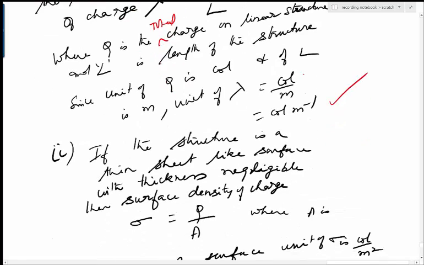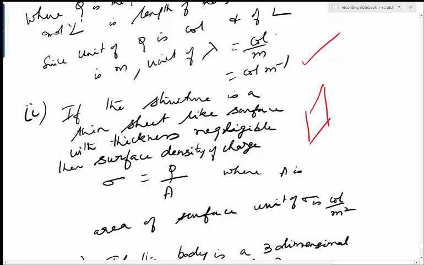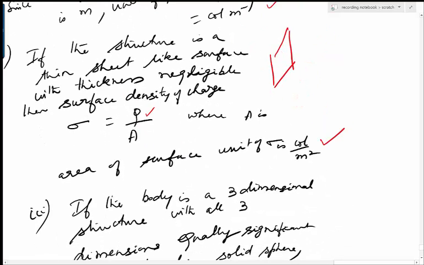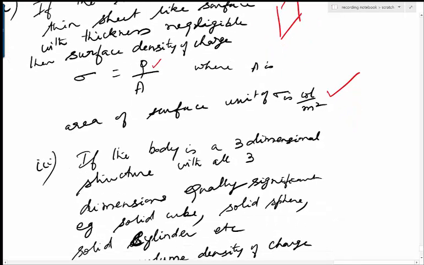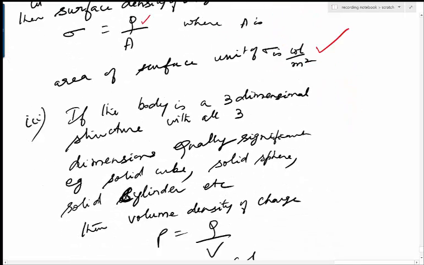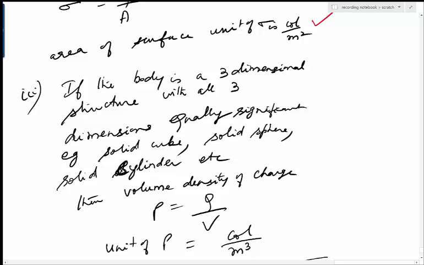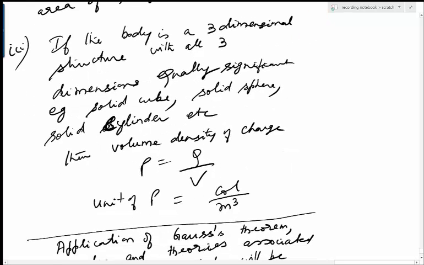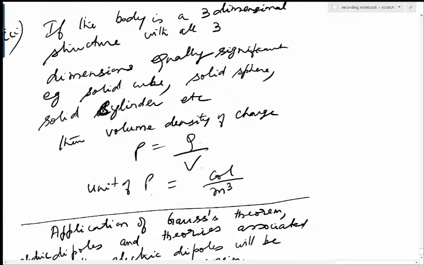If the structure is a thin sheet, like a surface, with thickness being negligible and area being pronounced, then the surface density of charge comes into play. That will be the charge divided by area, where A is the area of the surface, and the unit will be Coulomb per meter square. If the body is a three-dimensional structure with all three dimensions equally significant, like a solid cube, solid sphere, solid cylinder or cone, the volume density rho is Q divided by volume. The unit of rho will be Coulomb per meter cube.